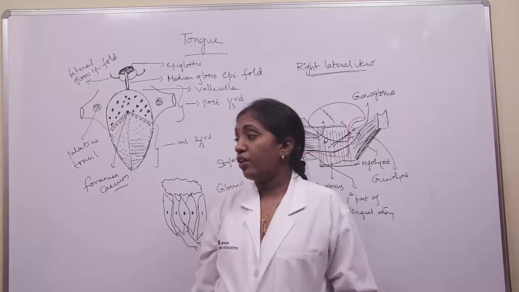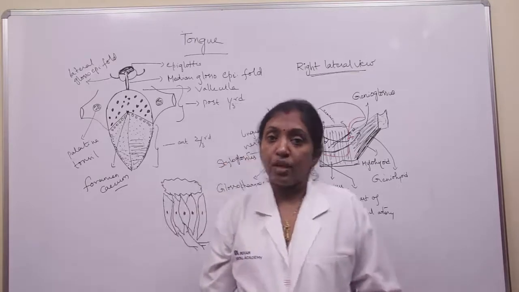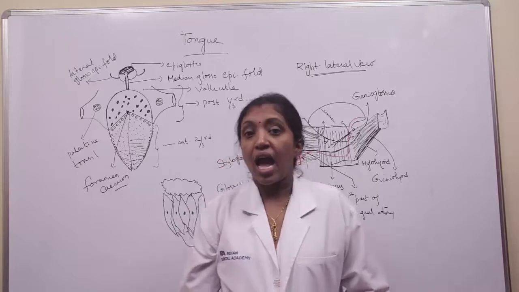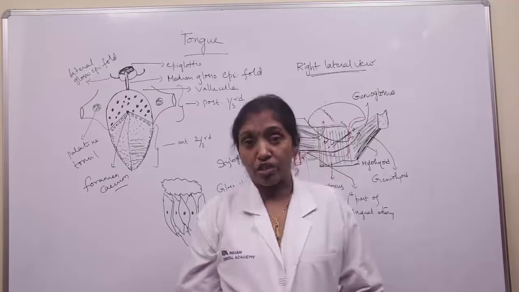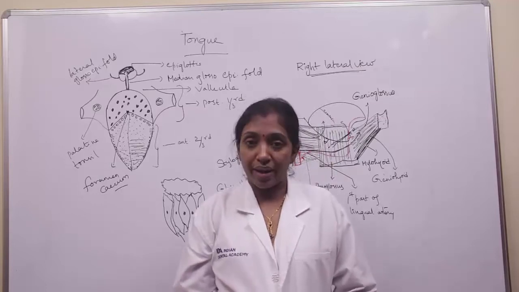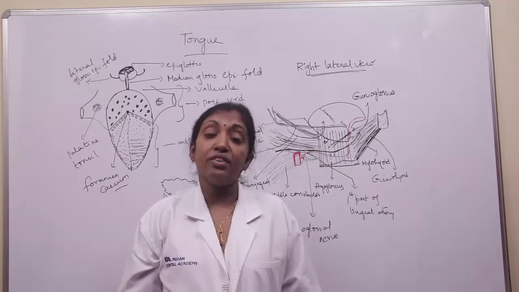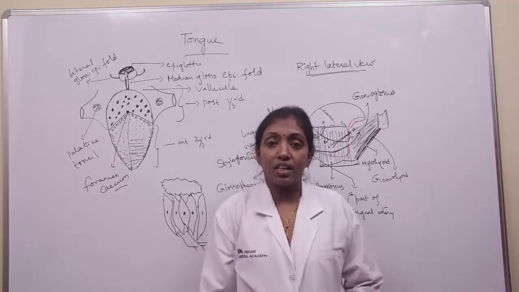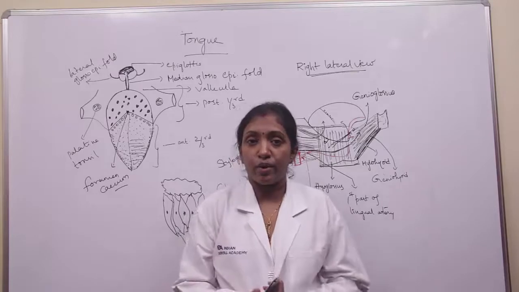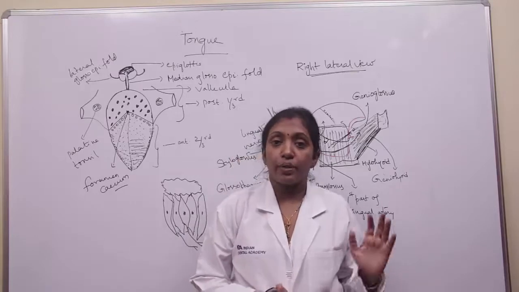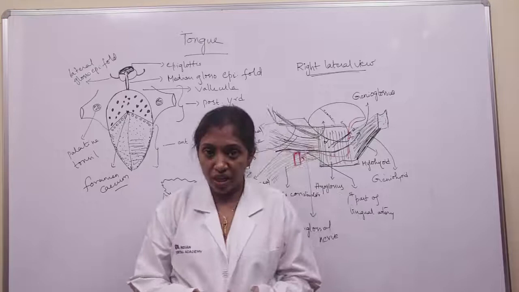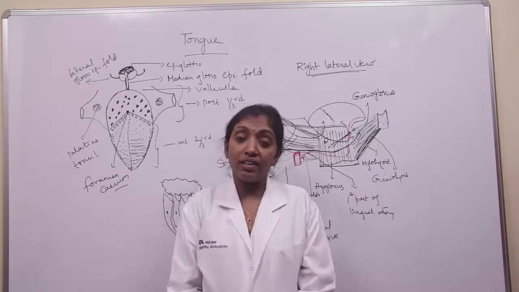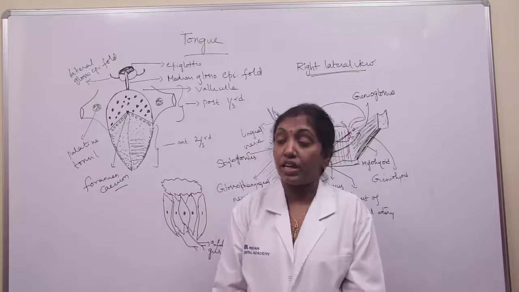And coming to the blood supply of the tongue, it is by the main artery, that is the lingual artery. The lingual artery is a branch of the external carotid artery, along with palatine and tonsillar branches of the facial artery, and the ascending pharyngeal artery, which is also a branch of the external carotid artery. The remaining branches are small.